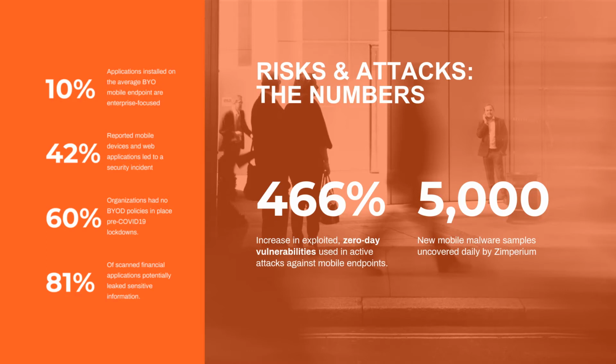10% of the applications that we have analyzed, or 10% of the applications installed on the average bring your own mobile device, are enterprise focused. Now, the average application number on a smartphone is 100 to 120. So we're looking at 10 to 12 applications that are specifically designed for enterprise use, work, productivity. You're seeing everything from communication tools like Slack, Telegram, and multi-factor authentication, things like Duo, Okta, Google Authenticator, as well as email and Salesforce and every other SaaS tool that has come out of the woodwork to support this growing hybrid and distributed workforce.